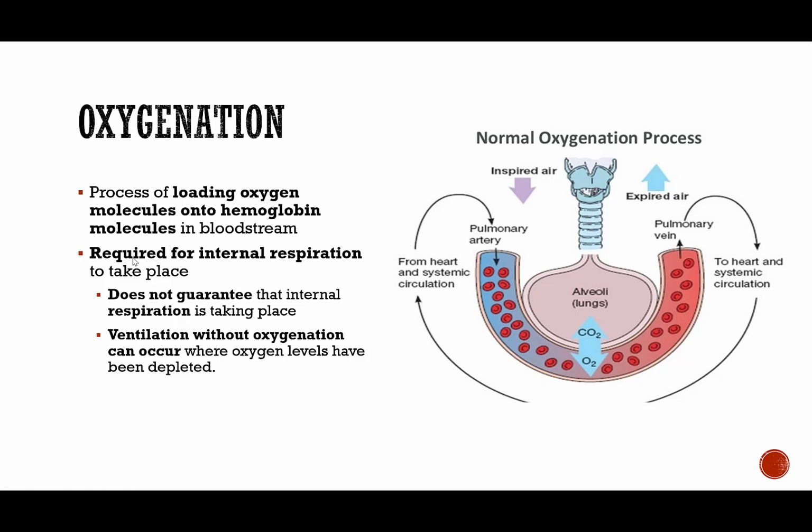All right, so this is required for internal respiration to take place. Now, external respiration is basically this, right? External respiration occurs in the respiratory system. Internal respiration takes place typically in the systemic system, during systemic circulation. Just because you have oxygenation occurring, it does not guarantee that internal respiration is taking place, meaning we may not be having respiration occurring. We'll talk more about it in a moment.